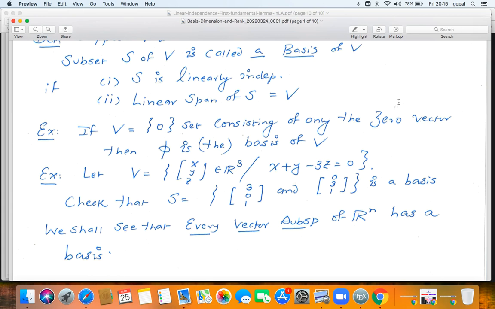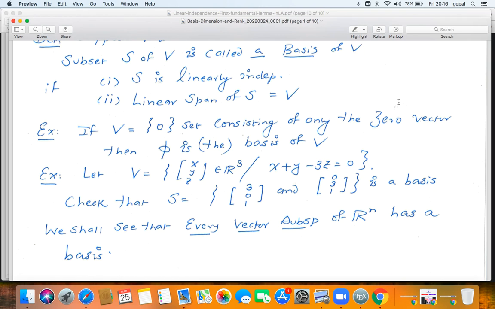A times the vector (3, 0, 1) plus B times the vector (0, 3, 1) equal to (0, 0, 0) will force A to be 0 and it will force B to be 0. So the set consisting of these two vectors is obviously linearly independent and the linear span is V. So here is an example of a vector space and I have presented for you a basis consisting of two vectors.